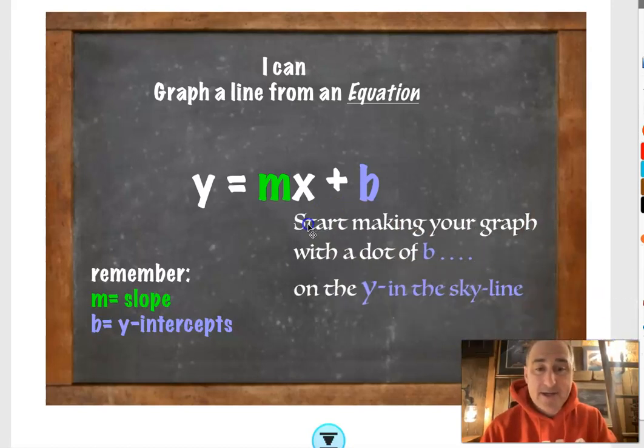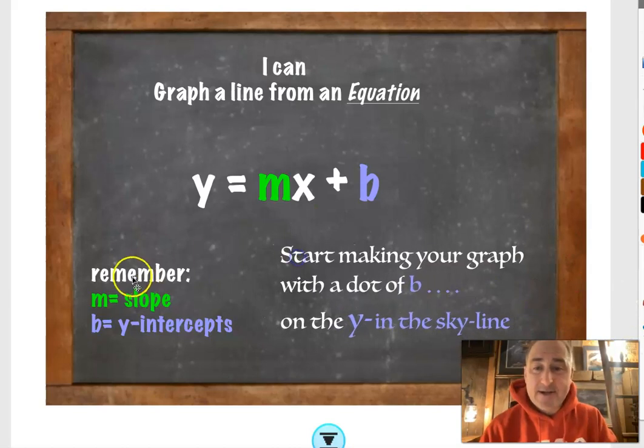So remember, keys for today. Ain't no dope, m is slope. And we're going to start by making our first dot on the y line, that's on the y in the skyline. Here we go.